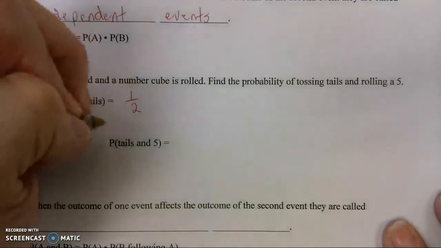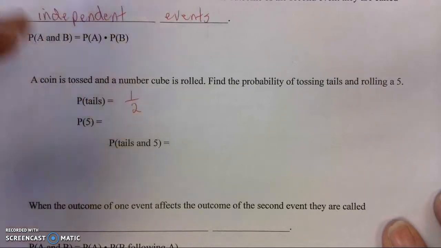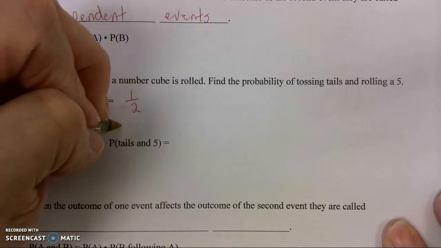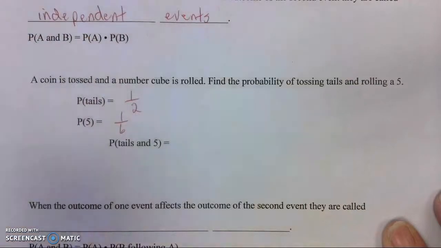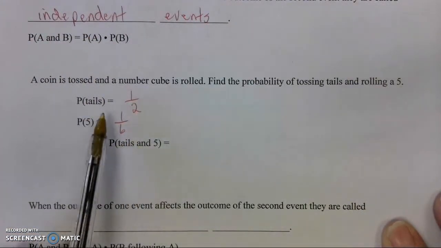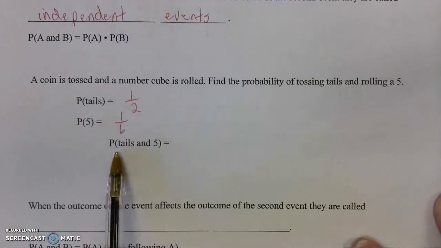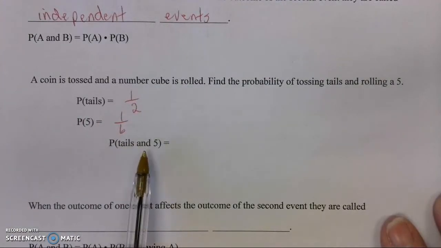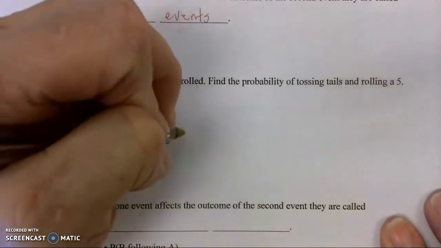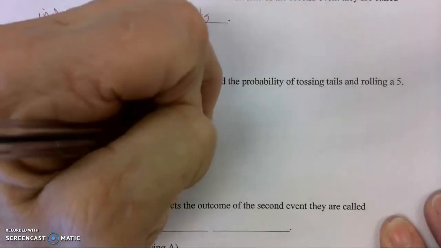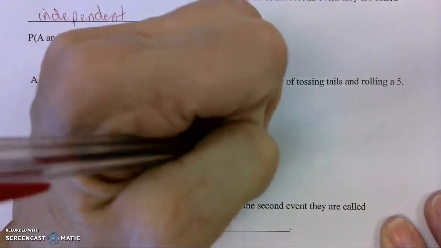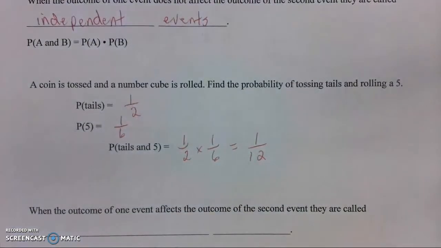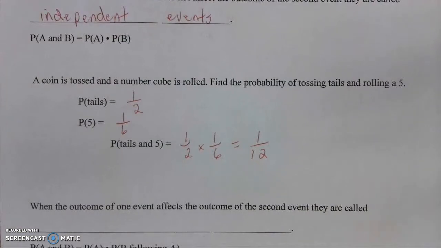And I know that the probability of rolling a 5 on a number cube is going to be 1 out of 6. Again, I have 6 outcomes, 1 success. So then the probability of rolling tails and a 5 would be 1/2 times 1/6, which will equal 1/12. And that's all there is to independent events. I find the probability of each of those events and I multiply.